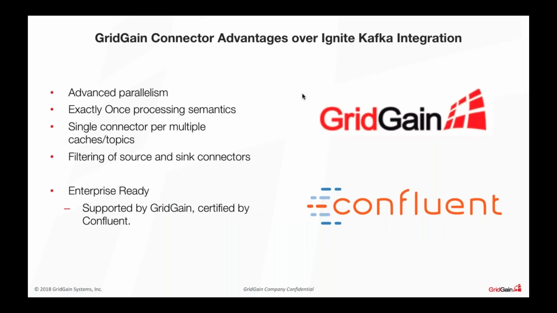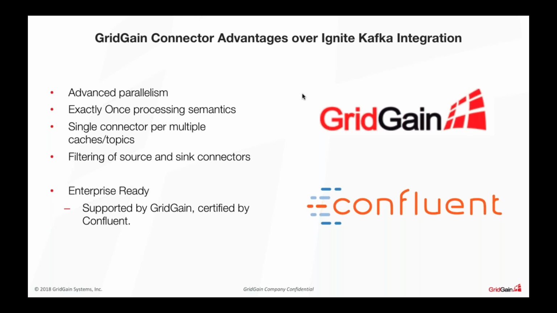And also, for those of you who use Ignite Kafka integration, here are some differences between the GridGain connector and the Ignite Kafka integration. First of all, GridGain comes with advanced parallelism. In general, when we stream data in Ignite, if you don't want to go deep into the internals, usually you create one streamer per Kafka topic, and then it's hard to scale that same streamer to other topics. You need to start another streamer, and so on. In GridGain, you just tell which caches or which topics you'd like to observe or update, and that's it. It's going to do this in parallel.